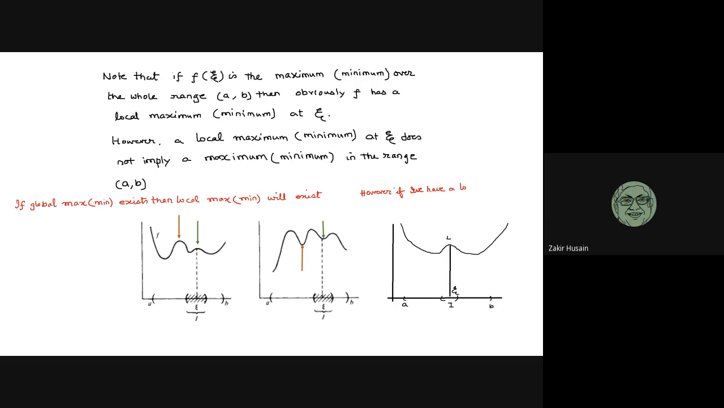If we have a local maximum, like over here, see, this is local. But if I look at a point like this, this has got a higher functional value than L. So obviously L cannot be a global maximum. But can I identify a global maximum?